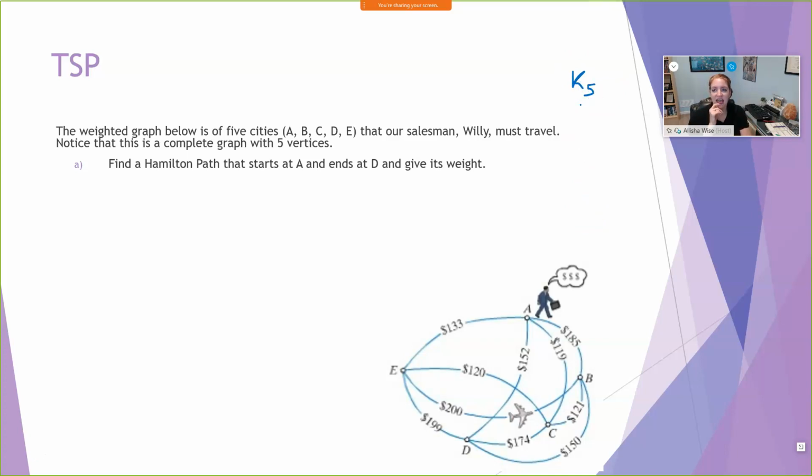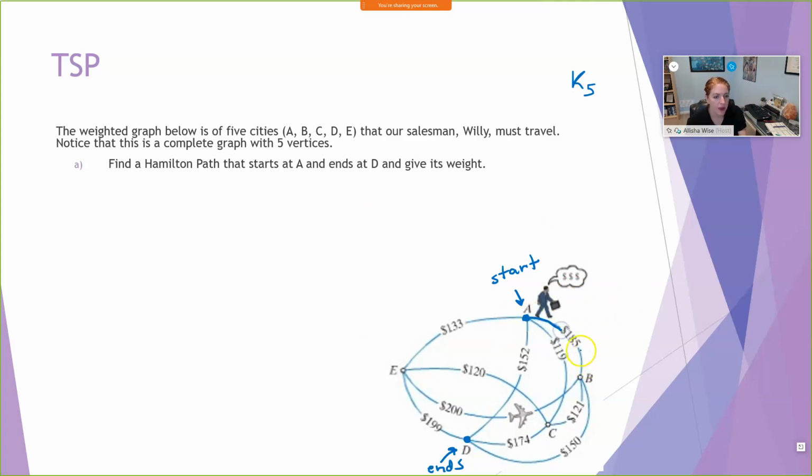It says find a Hamilton path that starts at A and ends at D. So start at A and end at D. So remember, with Hamilton paths, you're starting and ending at different vertices. Circuits is when you come back to the start. So it doesn't really matter. We're just going to randomly assign.